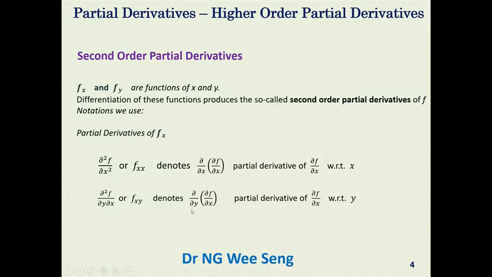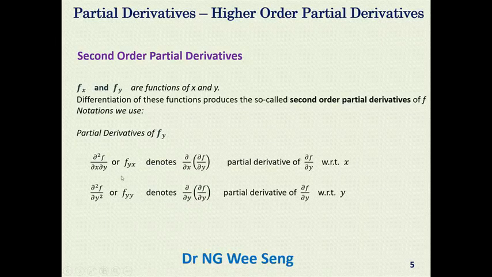If you find these notations cumbersome, my advice is to write in the most unambiguous way. Simply write d over dy of df dx. Writing this creates no confusion because we know that we are differentiating df dx with respect to y. So we can define second order derivatives by differentiating f subscript y with respect to x or y in a similar way.